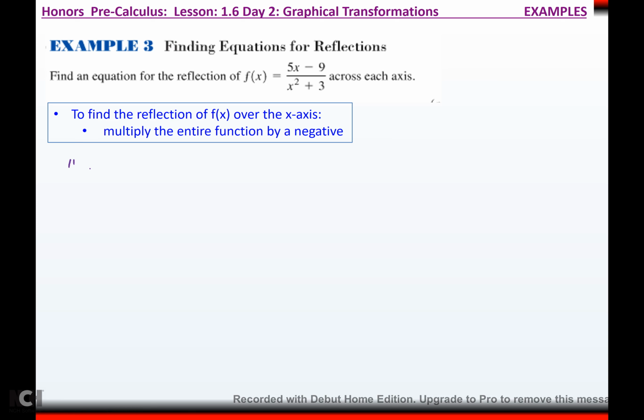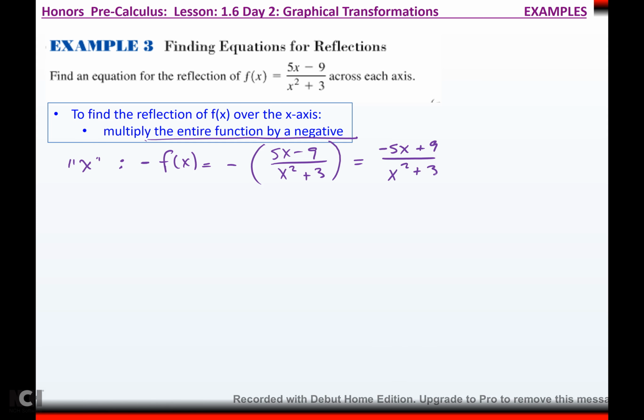Well, if I'm reflecting across x, that means I'm multiplying the entire function by a negative. So I want to find a negative function, which means I take a negative times the whole function. Now, guys, be careful. When you distribute that negative, a lot of people think you have to distribute it to the top and to the bottom. No, no, no, no. Pick one. Top or bottom, but not both. So if I go on top, that's going to be negative 5x plus 9 over x squared plus 3. And that would be it.